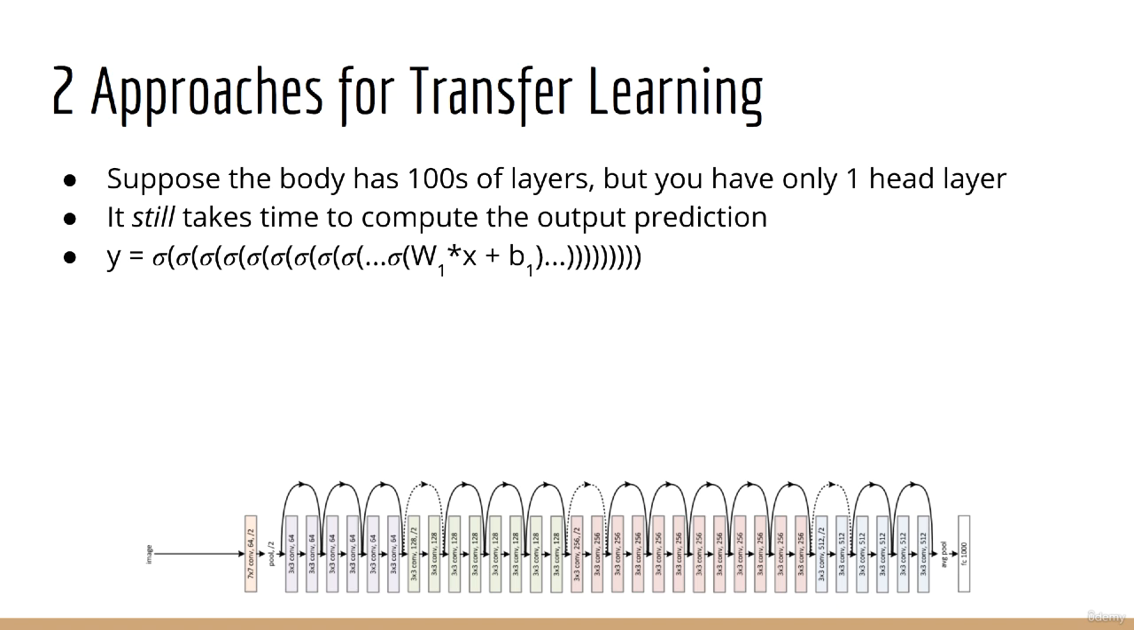The issue is, even though we are not training any of the weights in the body, it still takes time to compute and output a prediction. Just imagine a really big, long, nested function. At each of these layers, we have to do a convolution, which is faster than matrix multiplication, but still can take a non-trivial amount of time.